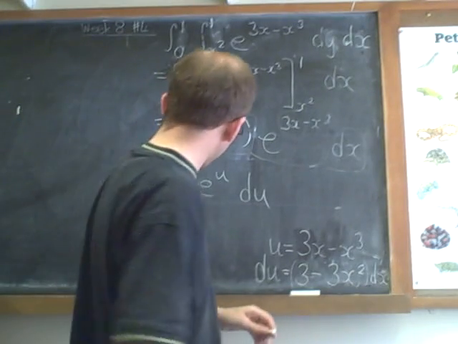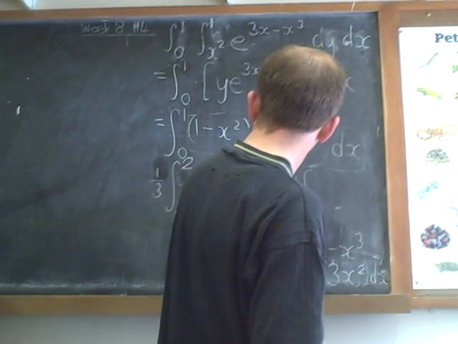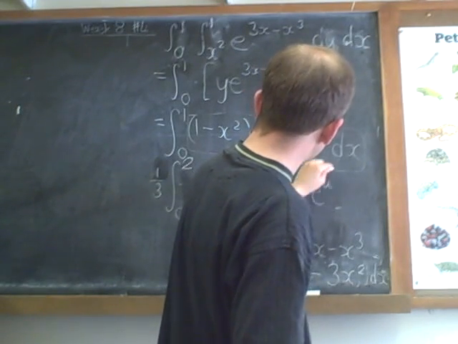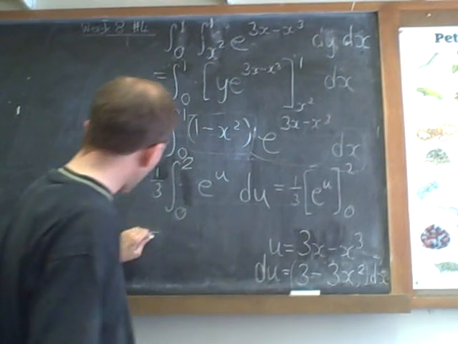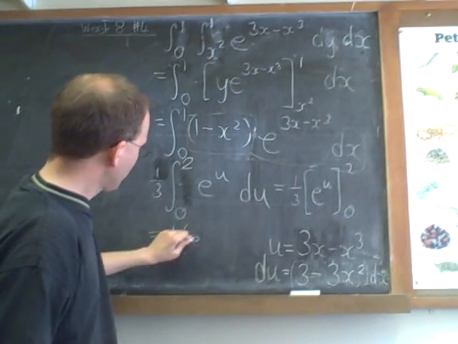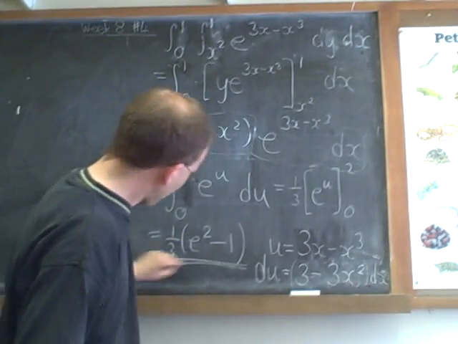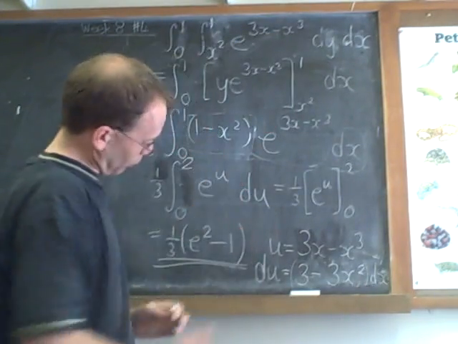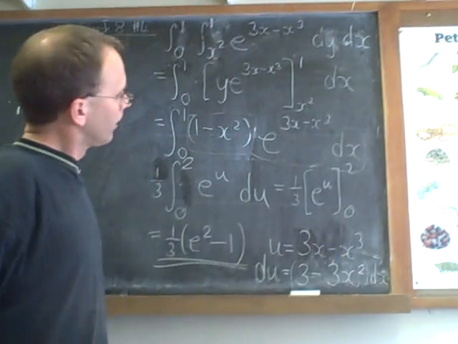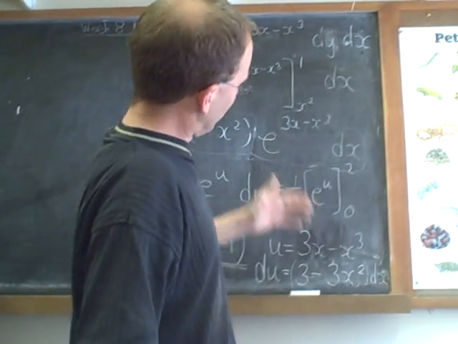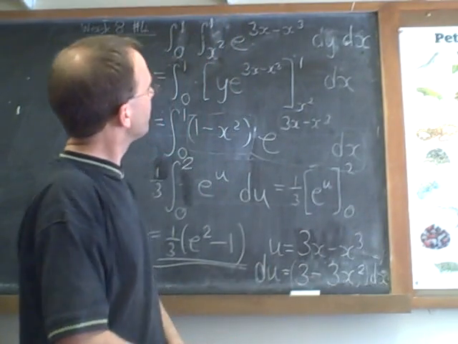Yeah, so I hardly need to finish this off, do I? So this is a third of the integral of e to the u, which gives e to the u. So this is a third of e squared minus 1. So yeah, it turns out that changing the order of integration turned an integral that we couldn't do into an integral that we could do. So that was definitely a good idea. Okay.